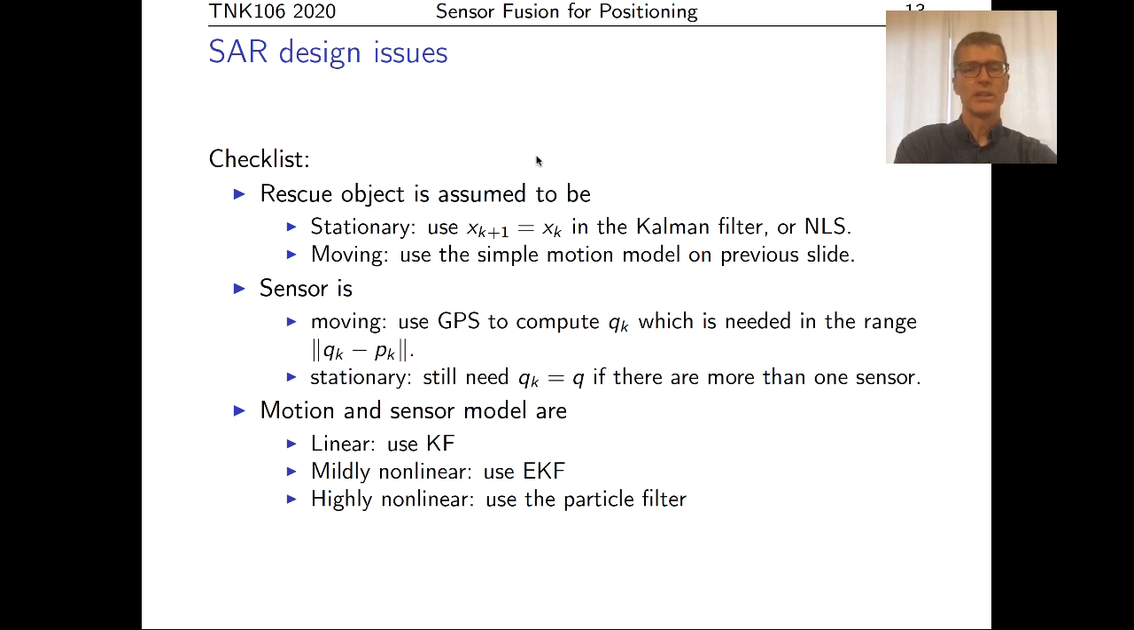To choose an algorithm, if the motion and sensor models are linear, then use the Kalman filter. If they are mildly nonlinear, then the extended Kalman filter works just fine. If they happen to be highly nonlinear, or I should also say, if the noise is far from being Gaussian, then the particle filter might be advantageous to use. But start with simple things first. That's my general recommendation.